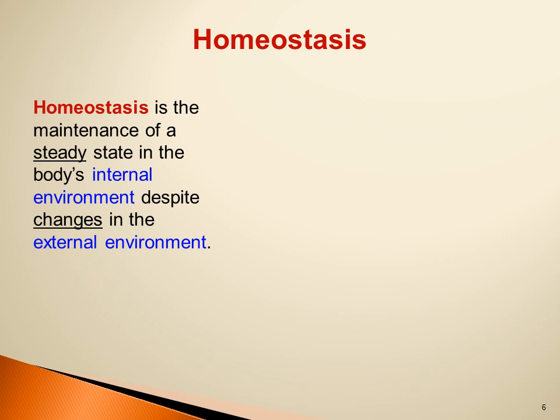Homeostasis is the maintenance of a steady state in the body's internal environment despite changes in the external environment that surrounds us. Changes in temperature, for example, in humidity, in the oxygen level, usually do not affect the function of our body, because we have very efficient homeostatic mechanisms that keep our function.